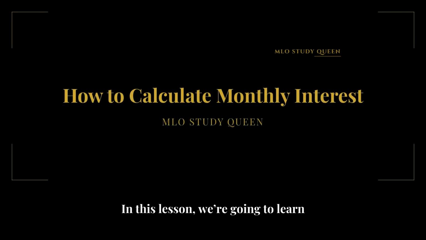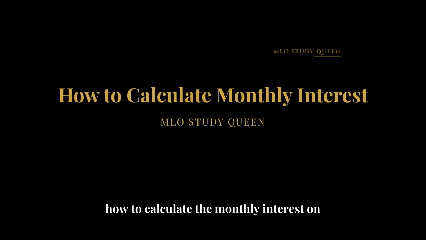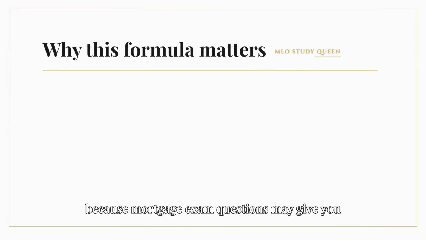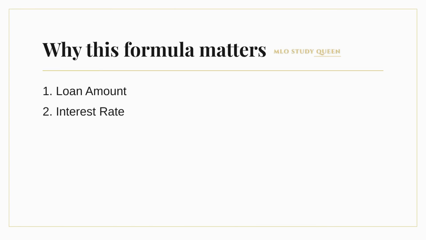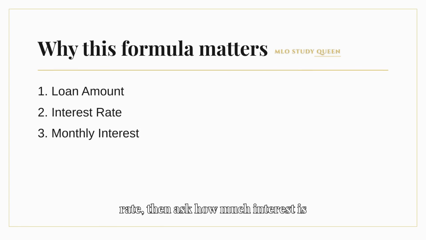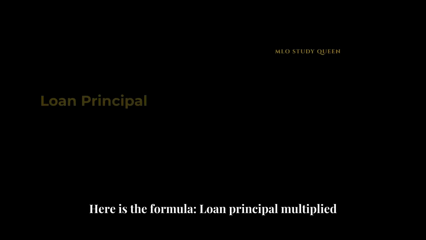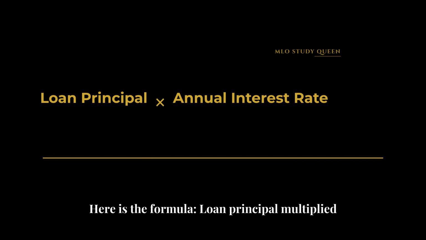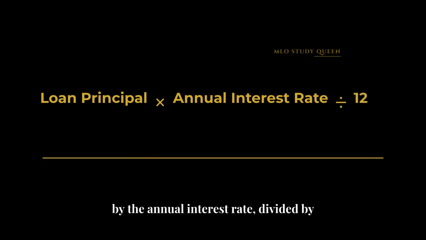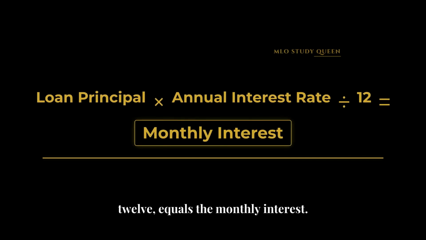In this lesson, we're going to learn how to calculate the monthly interest on a mortgage loan. This is an important formula to understand because mortgage exam questions may give you a loan amount and an annual interest rate, then ask how much interest is charged for 1 month. Here is the formula. Loan principal multiplied by the annual interest rate divided by 12 equals the monthly interest.